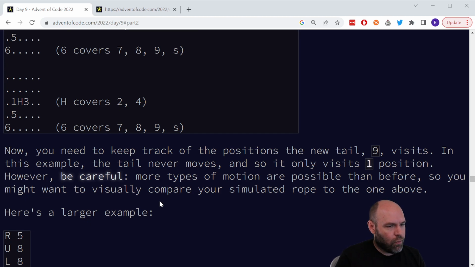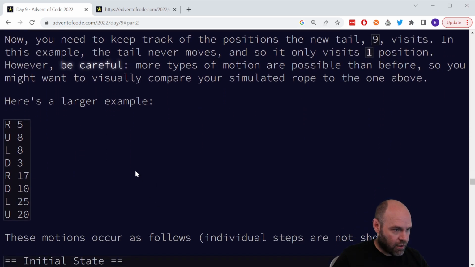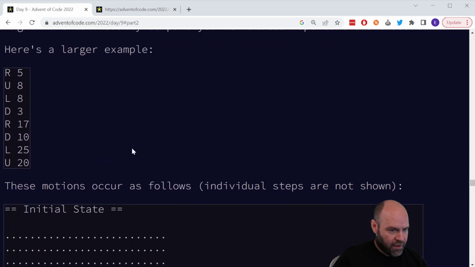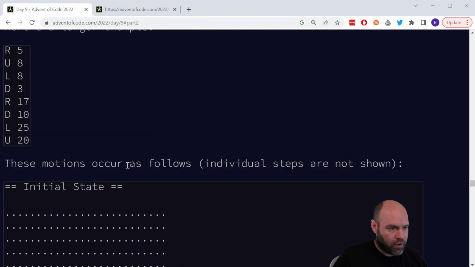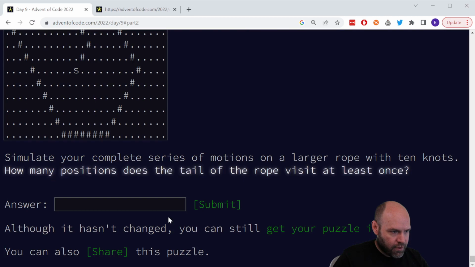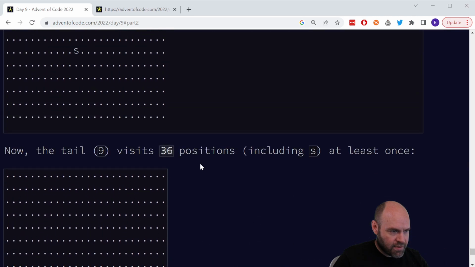However, be careful. More types of motion are possible than before. So you might want to visually compare your simulated rope to the one above. Here's a larger example, and these motions occur as follows. Okay, we'll get to this example here in a second. I think their output is exactly the same.